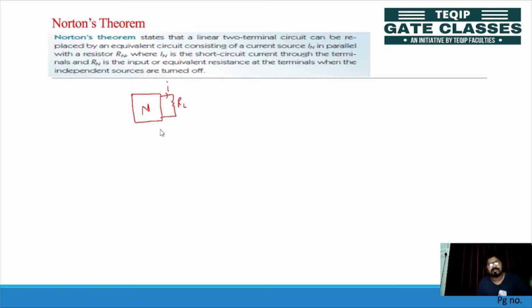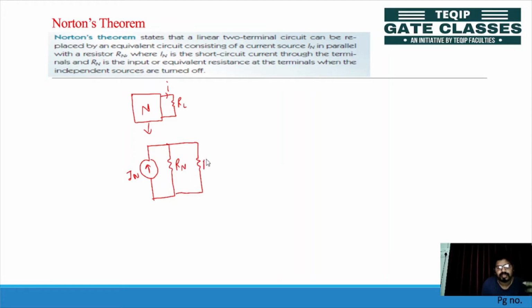Okay, तो किसी भी ब्रांच में आपको करंट चाहिए, वही आपका लोड हो जाएगा, और बाकी जो भी सर्किट बचता है, that will be your complex network. Okay, so what Norton's say that you can replace this N network in an equivalent current source IN with a parallel resistance Rn.